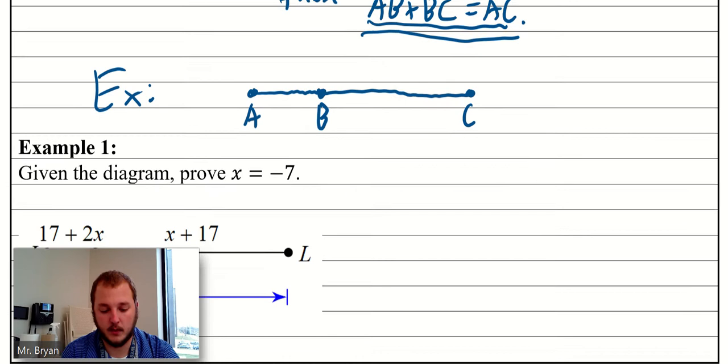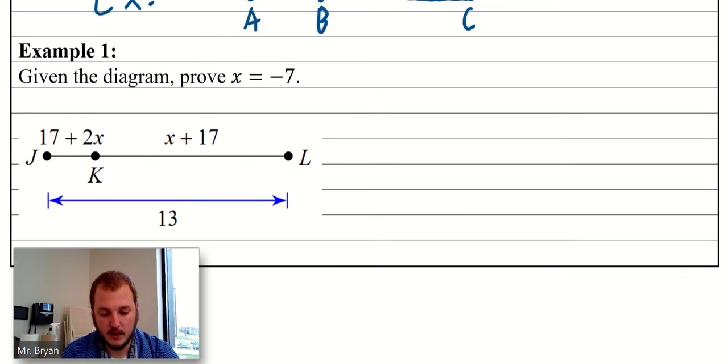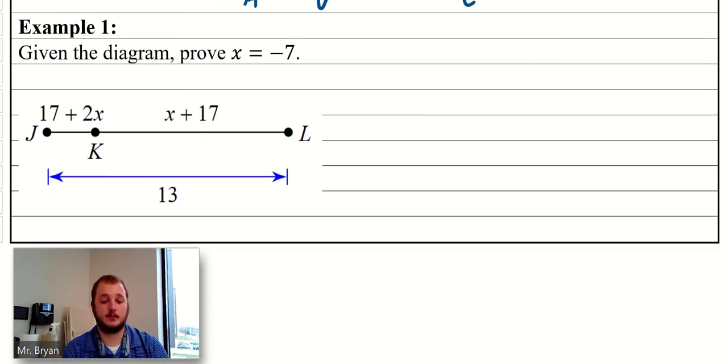All right, so example 1 here. We are going to use this to prove what x equals here. So I want you to take a second, pause your video, and sketch this diagram for me, and then we'll come back together. Okay, so we're here. Hopefully we have the diagram drawn. We have everything labeled with the points and the side lengths and things like that. And now the question is, how would I prove that x equals -7?